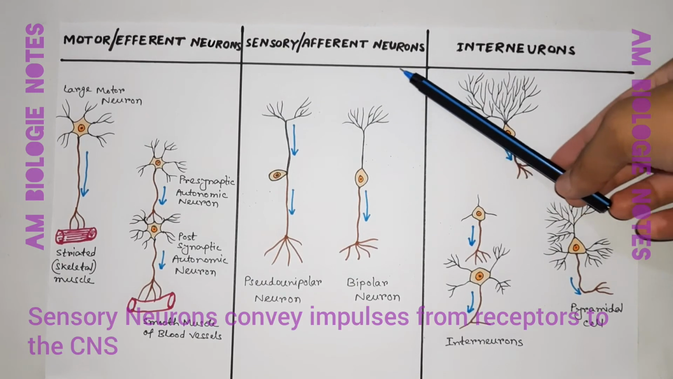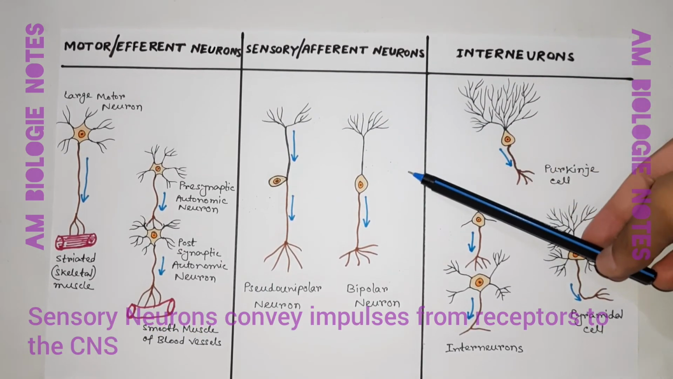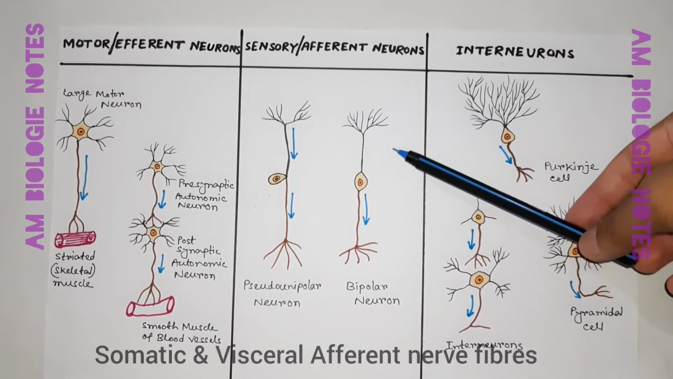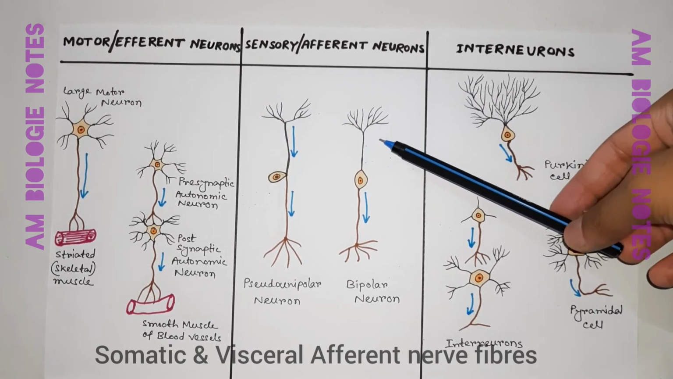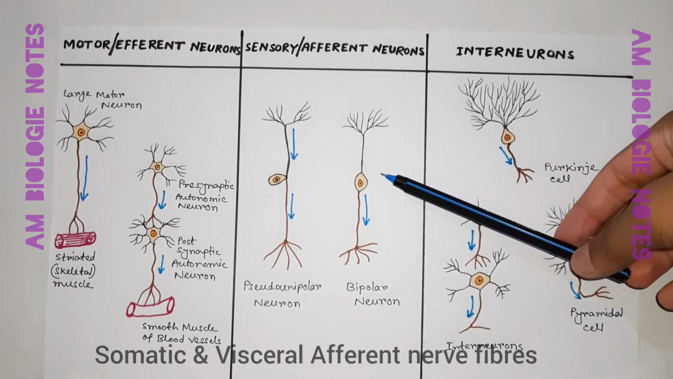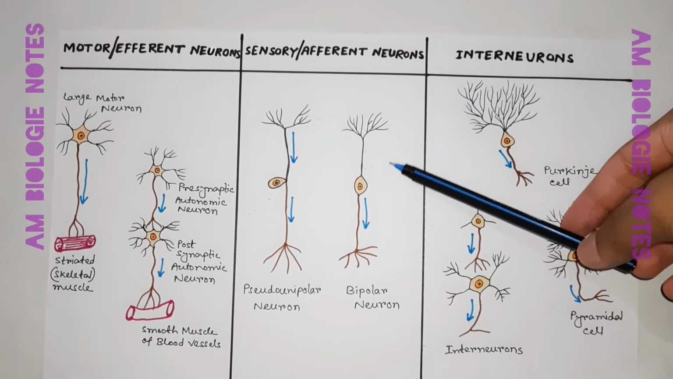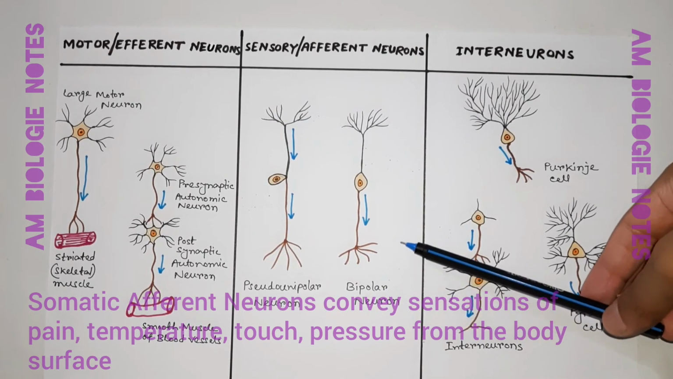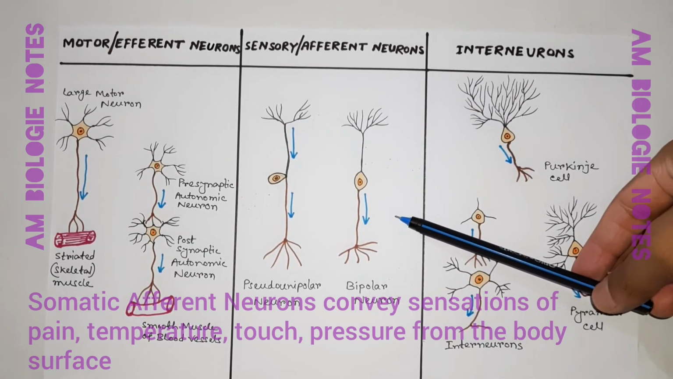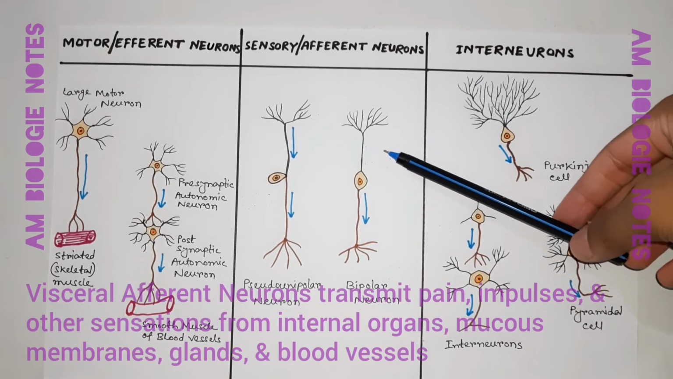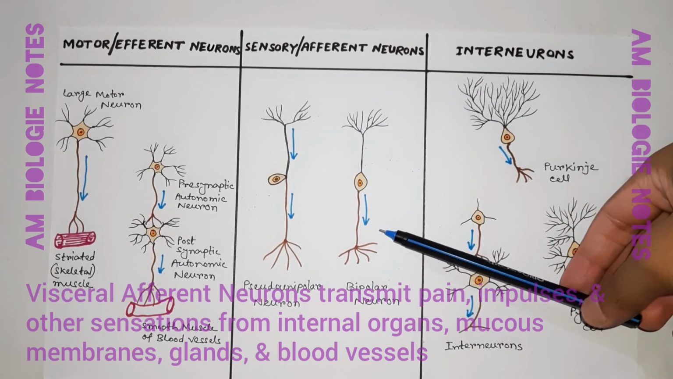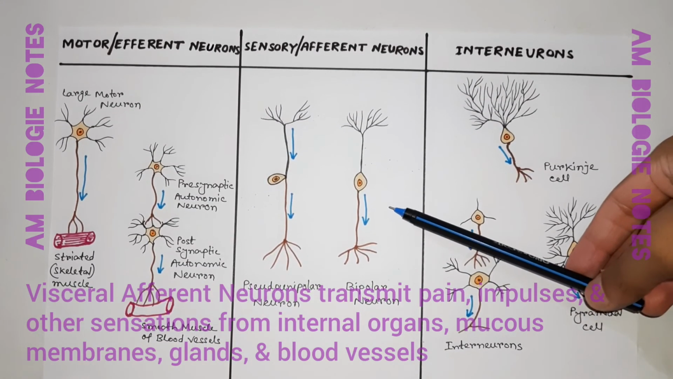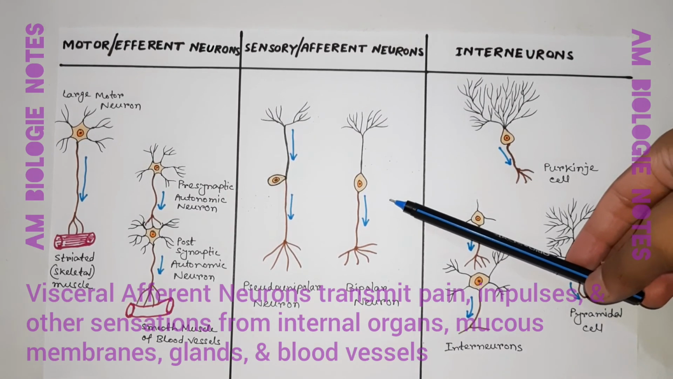Sensory or afferent neurons. These neurons convey impulses from receptors to the central nervous system. Processes of these neurons are included into somatic afferent and visceral afferent nerve fibers. Somatic afferent neurons convey sensations of pain, temperature, touch, and pressure from the body surface. Visceral afferent neurons transmit pain impulses and other sensations from internal organs, mucous membranes, glands, and blood vessels.